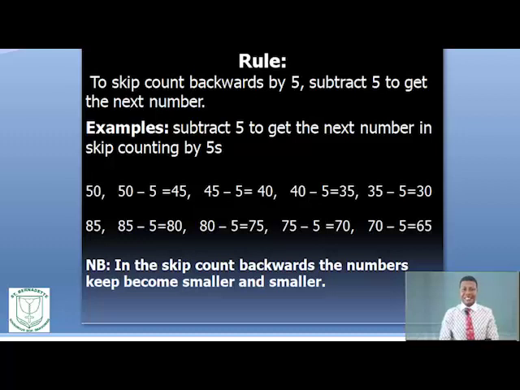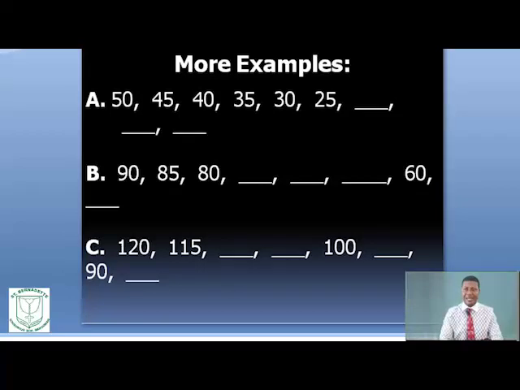Note that in skip counting backwards, the number keeps becoming smaller and smaller. So you see that the number will be reducing and becoming smaller and smaller. Then it means that it is skip counting backwards. Let's look at more examples and try our hands on it.